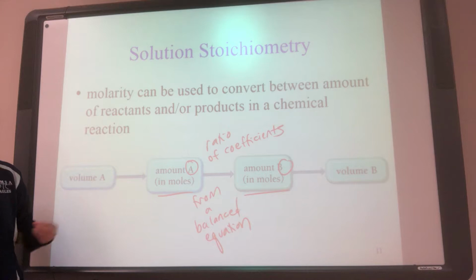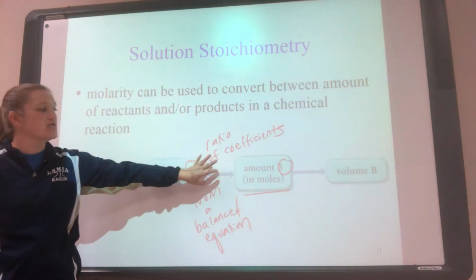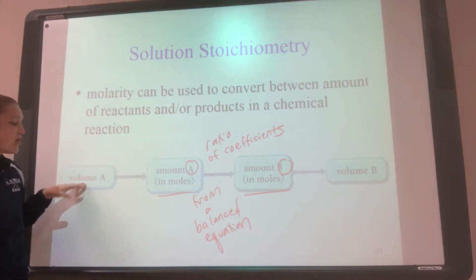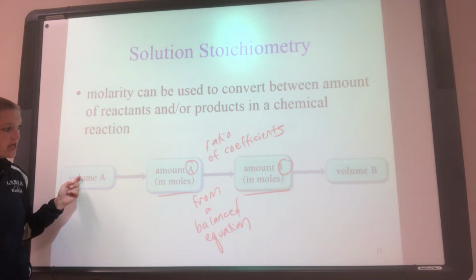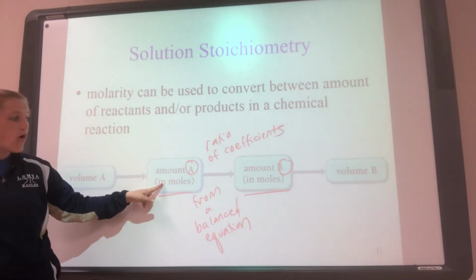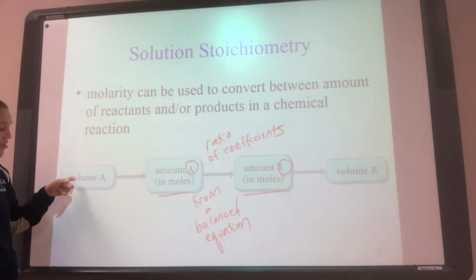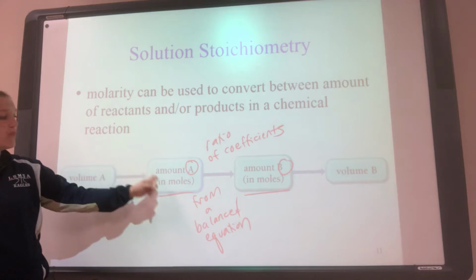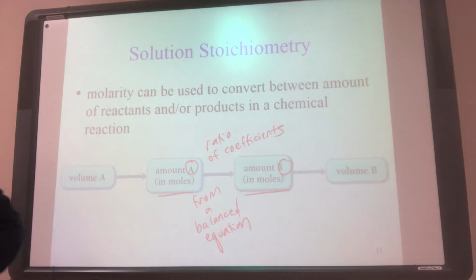But this chapter, we're talking about solutions. So this is solution stoichiometry. Here's the stoichiometry part, but we're starting with the solution. So if I have so much of a solution, to be able to go to another solution, I have to first be able to put it in moles, so then I could switch my substance. So if I have volume, and I need to get to moles, I need something that relates volume and moles. And that's where the molarity comes into play.